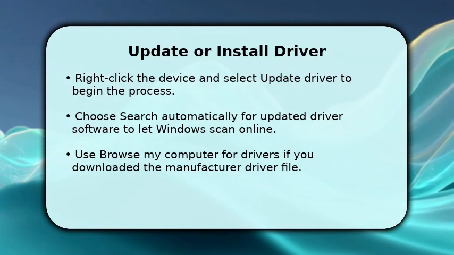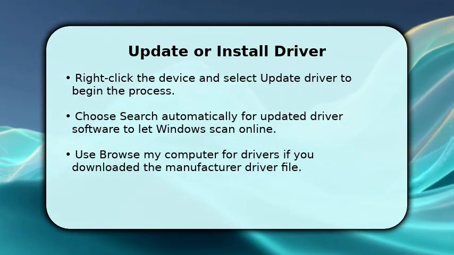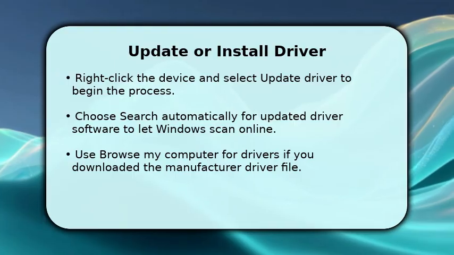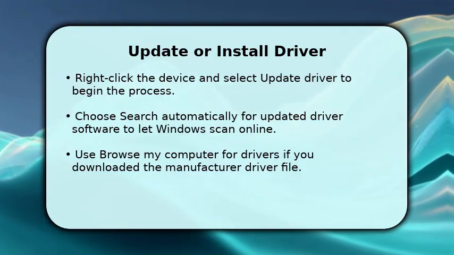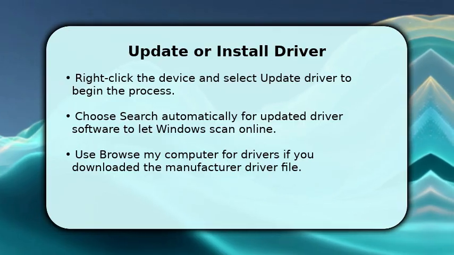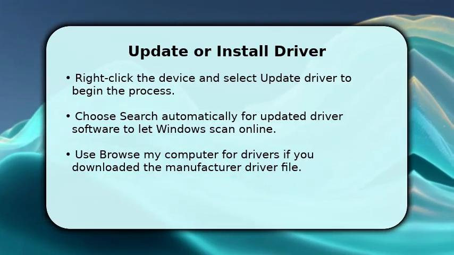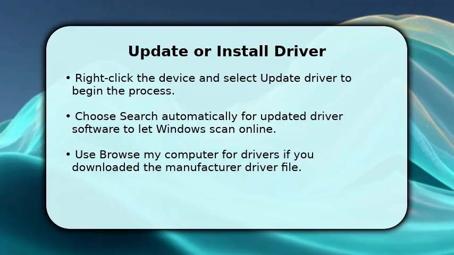Right-click the device and select Update Driver to begin the process. Choose Search automatically for updated driver software to let Windows scan online. If Windows finds a newer driver, it will download and install it automatically.